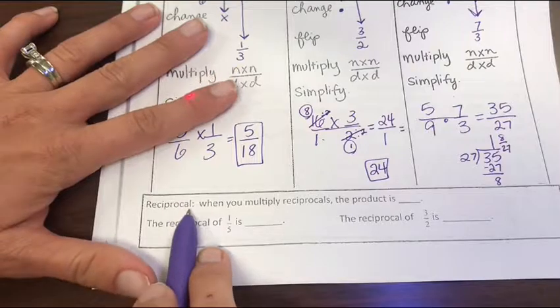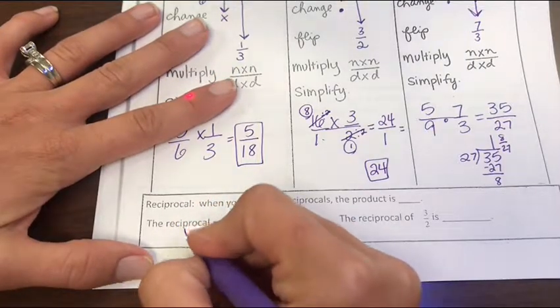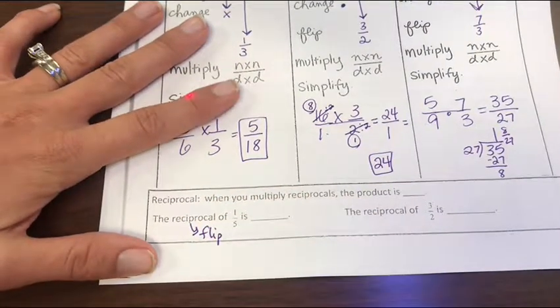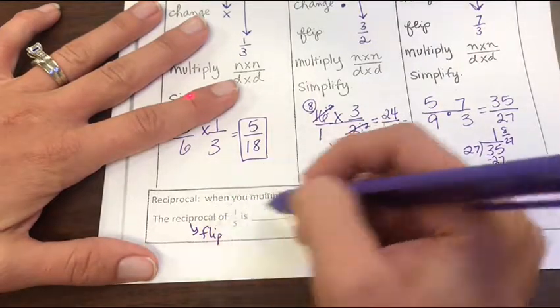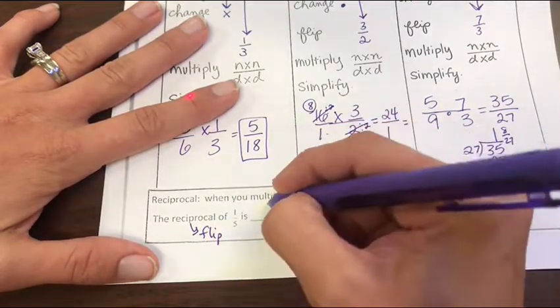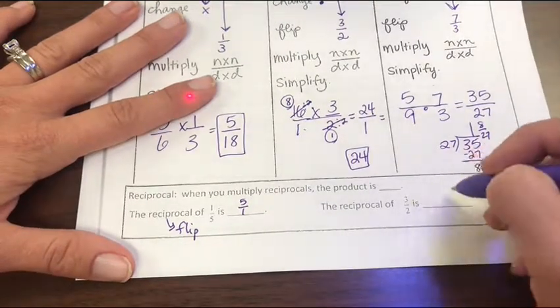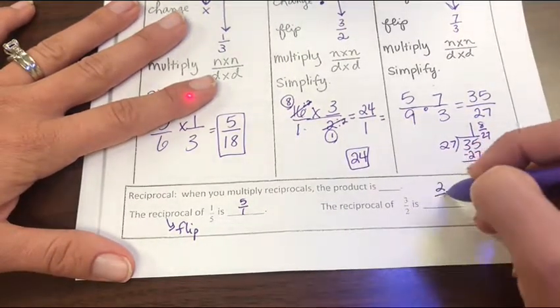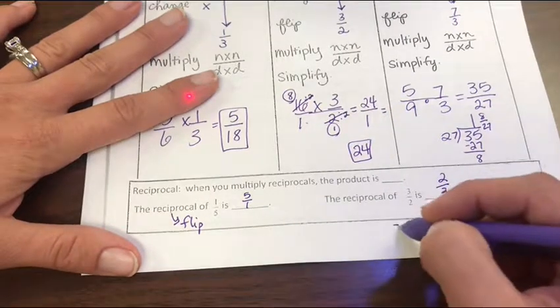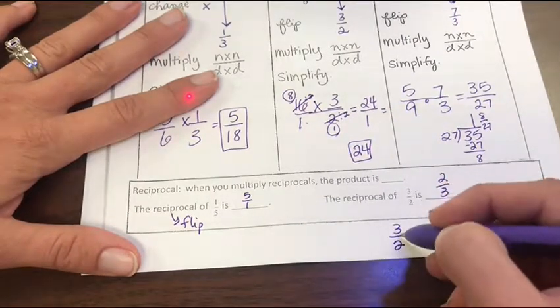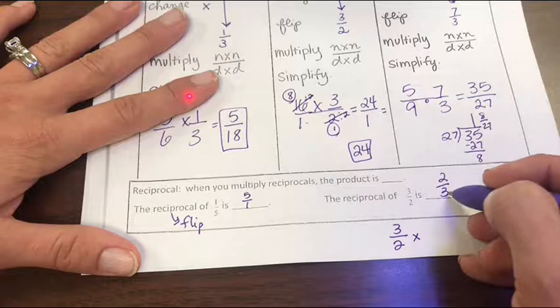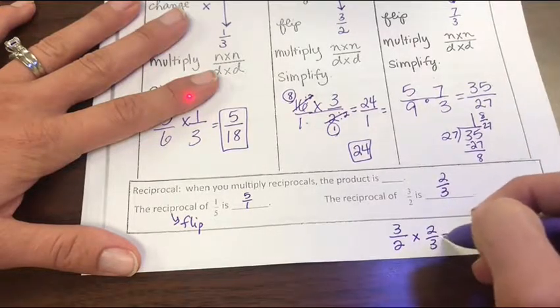What a reciprocal is, all right, is when you take a fraction and you flip it. So we have 1/5. The reciprocal, or the flip of 1/5, is 5/1. And the reciprocal of 3/2, flip it, is 2/3. So when you take 3/2 and you multiply it by 2/3, and you get the product.